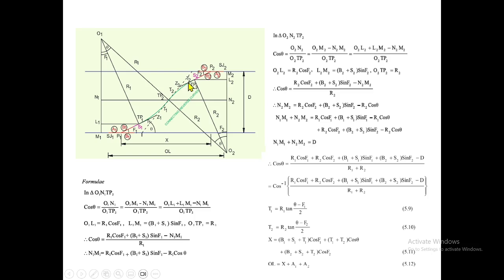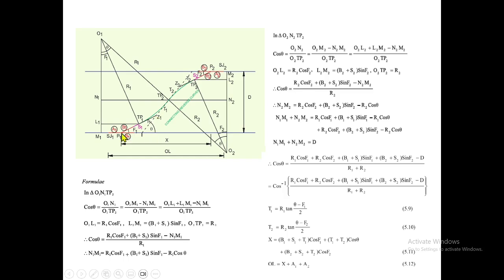Once we know the deflection angle of both curves, from there we will be able to find out tangent 1 and tangent 2. That is the main thing we have to find out. We found it now. Then we should try to find out the horizontal distances, making triangles. First, we can make this triangle. This is B1, S is there, S1 plus T1.